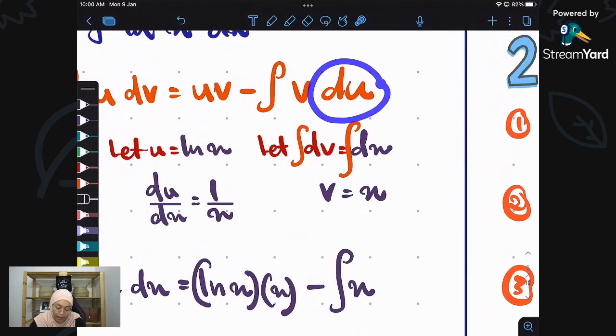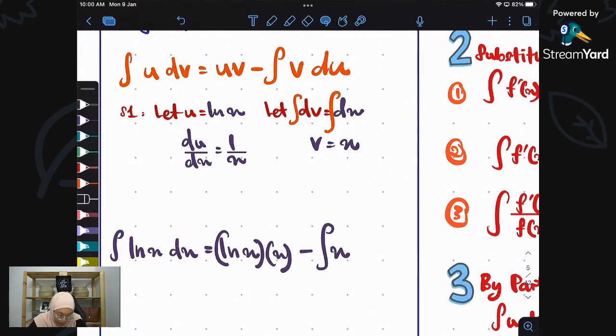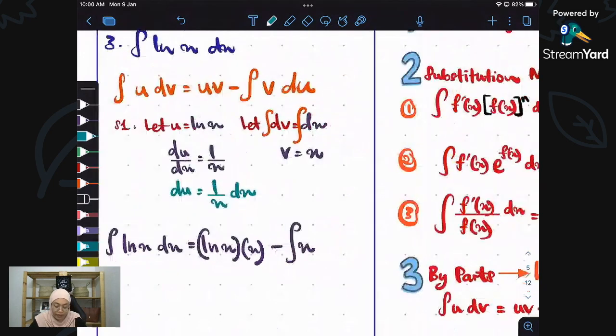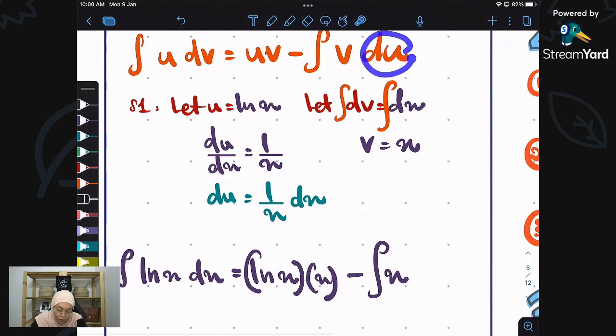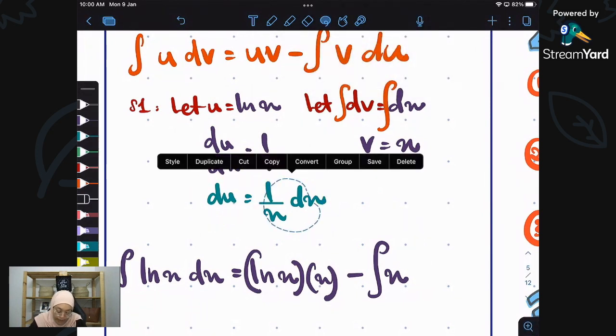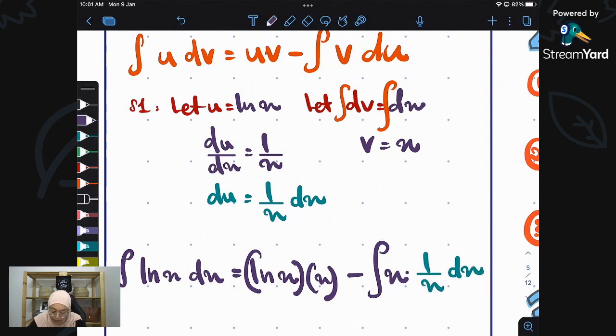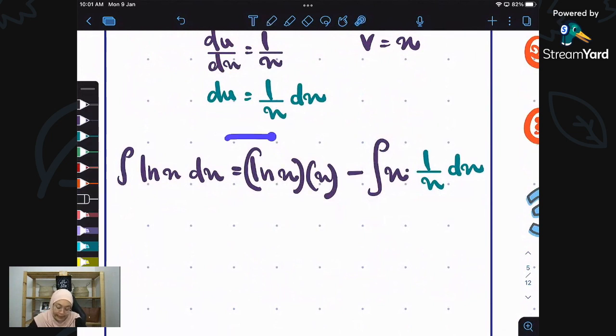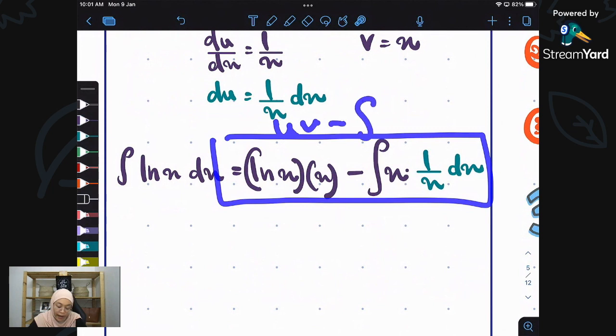Now, the formula said I must put du over here. But my du must be made the subject first. I forgot to put du there. So the du should be as a subject, which is 1 over x dx. Let me make du the subject so we can focus. So du is equal to 1 over x dx. Now I am ready to put my du here. So 1 over x dx will be put into here. Remember, this is times. Therefore, this is the complete use of the formula of by parts. You have been using the formula of by parts perfectly now.